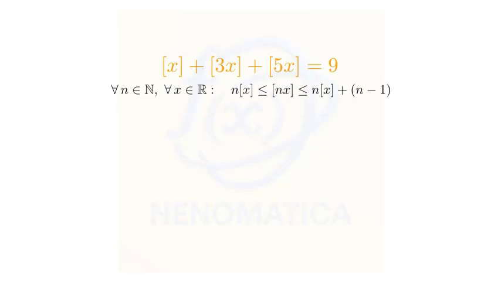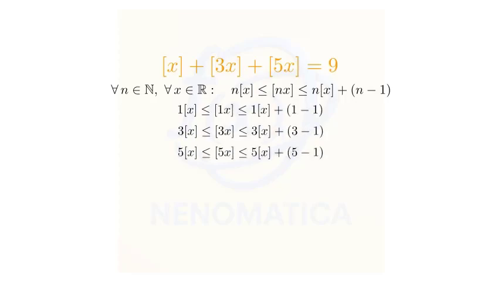For any natural number n and any real x, n times floor of x is less than or equal to floor of nx, which is less than or equal to n times floor of x plus n minus 1. Let's apply it for n equals 1, 3, and 5 to each term of our equation.